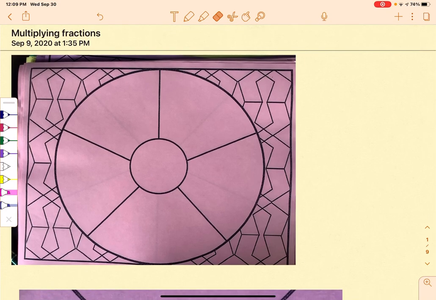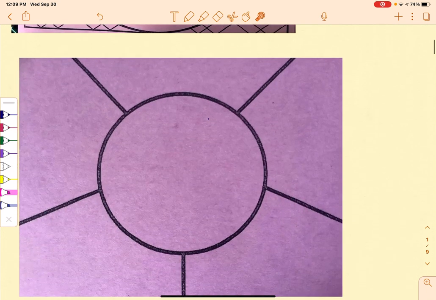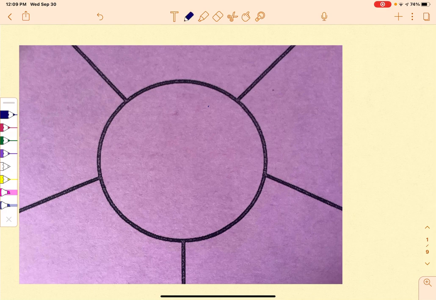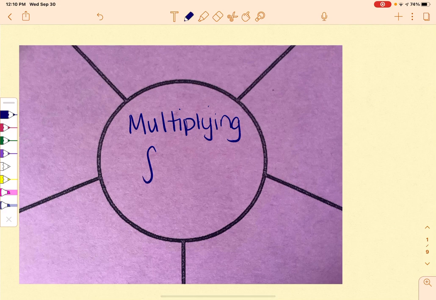Okay guys, today we're going to start talking about multiplying fractions. I'm going to begin with your organizer, and I'm going to take the center and start to fill it in. So today, all about multiplying fractions, all kinds of them. Proper fractions, improper fractions, mixed numbers, whole numbers. You're going to have a strategy for all of it by the time we're done today.